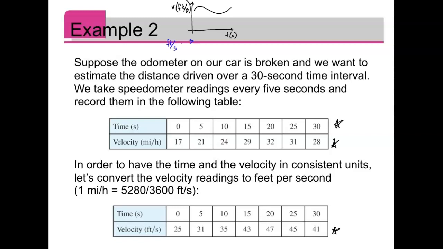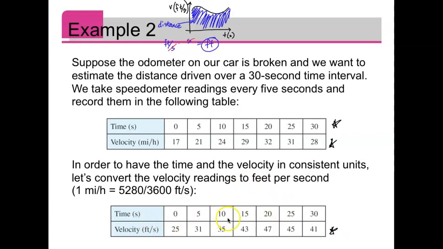Feet. Seconds cancel, and we're left with feet. Feet is a measure of distance, right? So the distance traveled is going to correspond to the area under the velocity graph over the time interval that we're interested in looking at, okay? But we're not actually given a function, we're given a bunch of points. So we're just going to estimate this just like we've been doing so far.